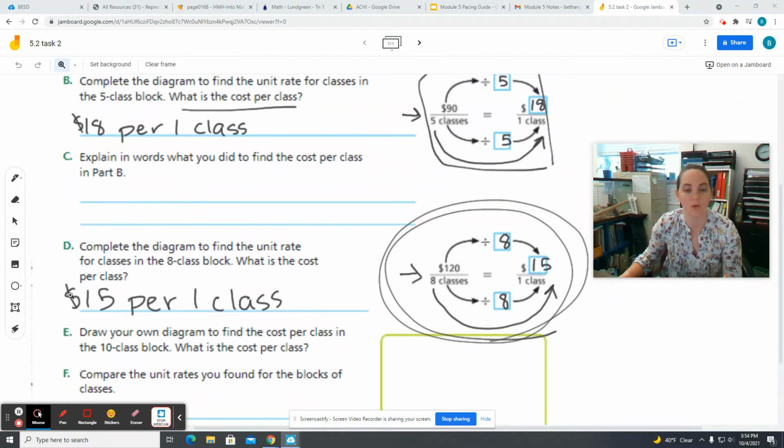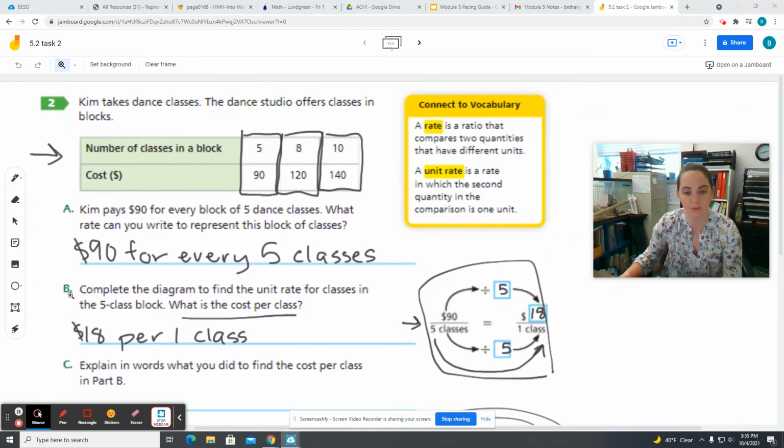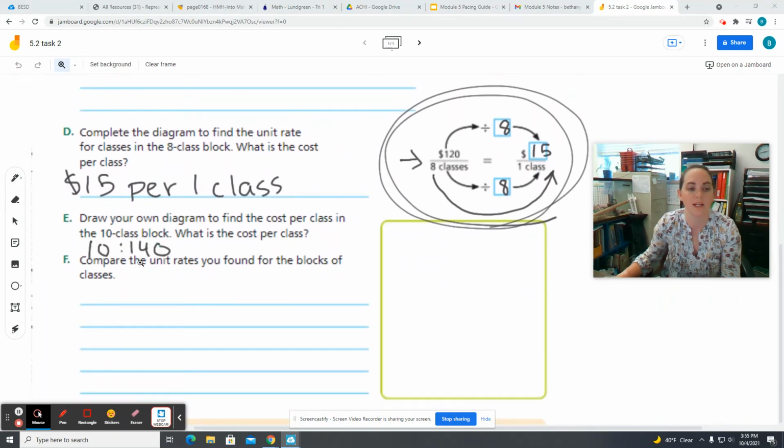Okay, so your diagram should look like this. We have our rate is 10, 140. I wrote it down here. There we go. 10, 140. This is our ratio right here. I wrote it real small just so that we could remember it. And so what we're going to do now in this box here is we're going to draw our own diagram. So just like the diagram above, we're going to start with 10 over 140.